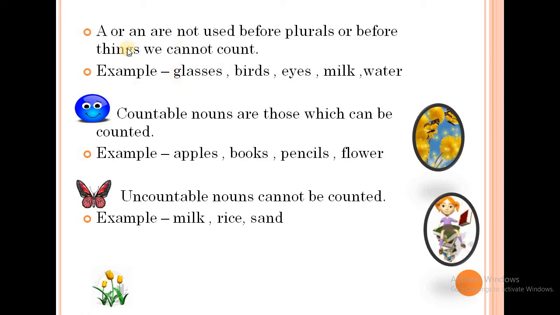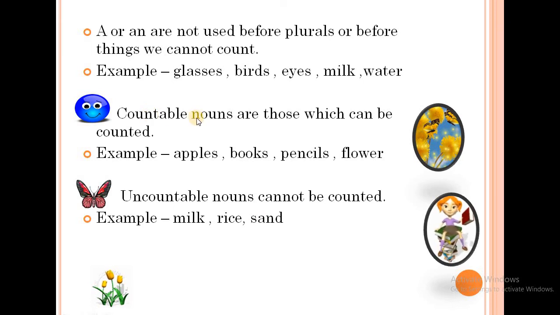Here is an example, glasses. That is a plural form, so we are not using an article before this word. Same way birds, eyes. And milk and water, that is liquid, we cannot count that milk or water or flour or powder. All these things we cannot count. Sand. So before these words, we will not keep article a or an.